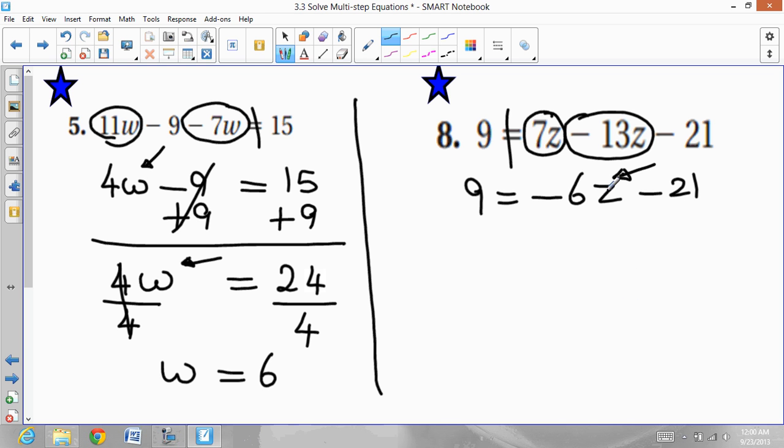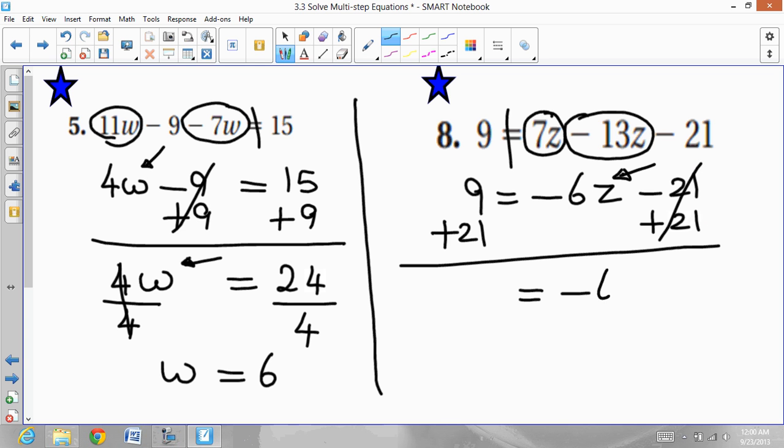Now remember, z is so closely watched by negative 6. So let's get rid of this negative 21. So negative 21, let's go to the enemy side with positive 21 on this side and positive 21 on this side. Negative 21, positive 21 cancels out to end up in giving just negative 6z. 9 plus 21 gives you a 30.